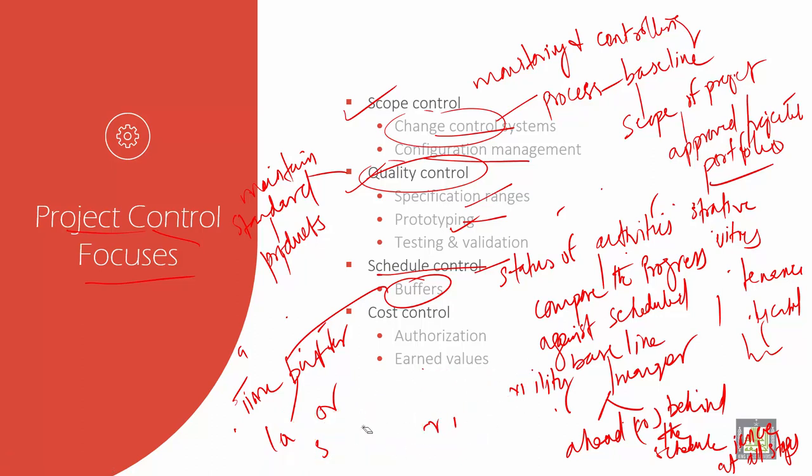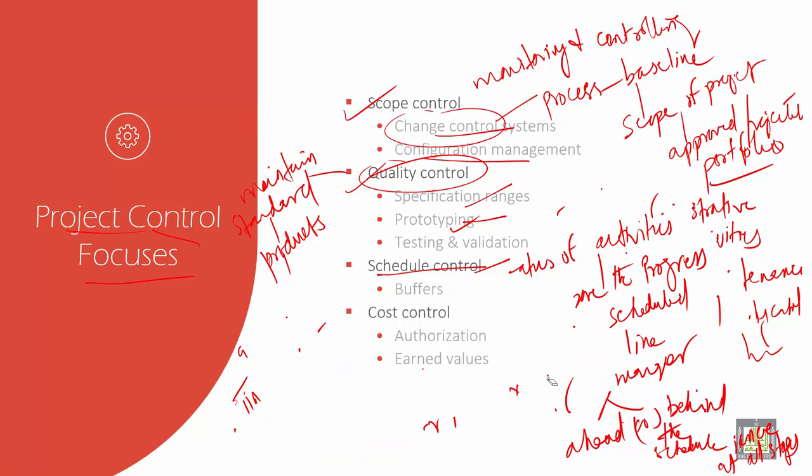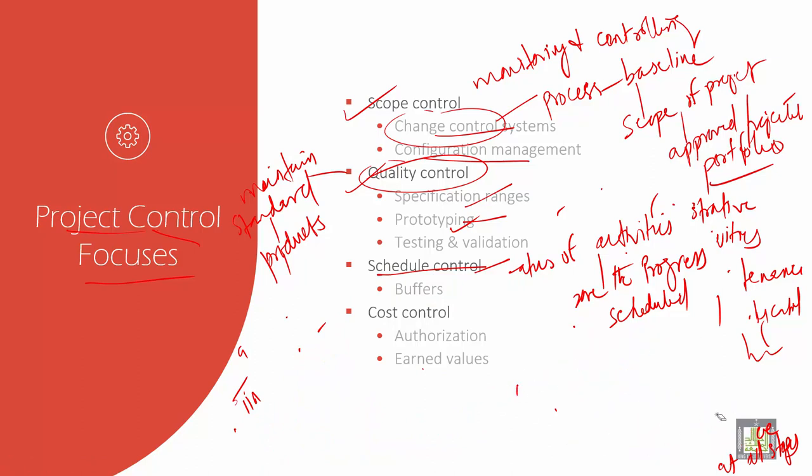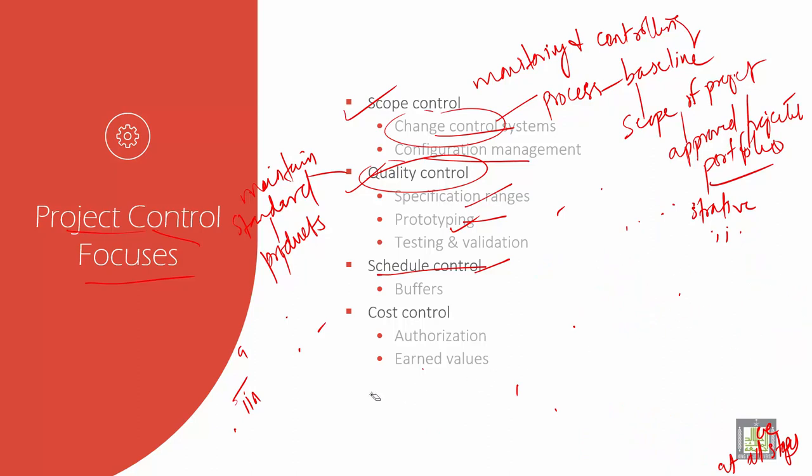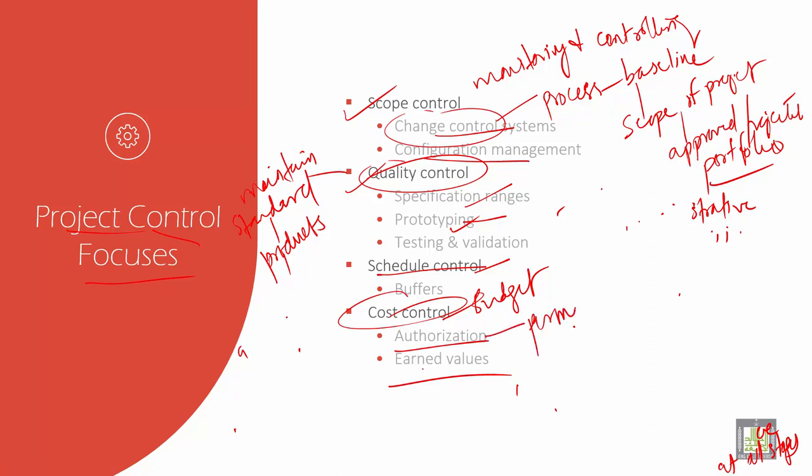Then we have cost control. Cost control mainly has two factors: authorization and earned value. So cost control, how to control the cost, that is budget. Authorization is the process of giving someone permission to do something.